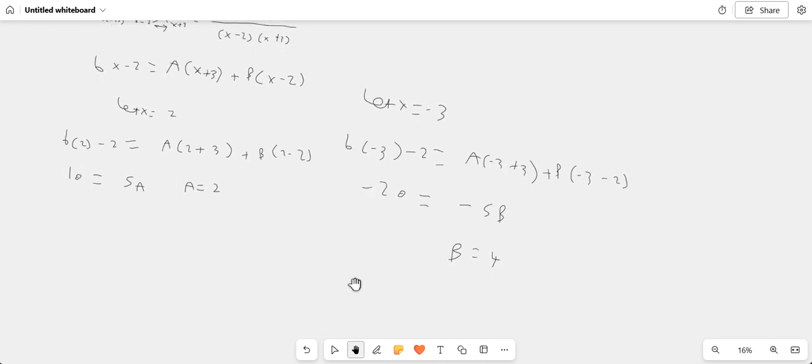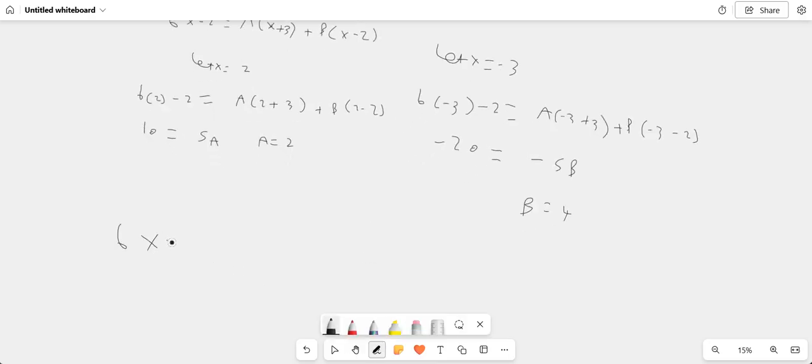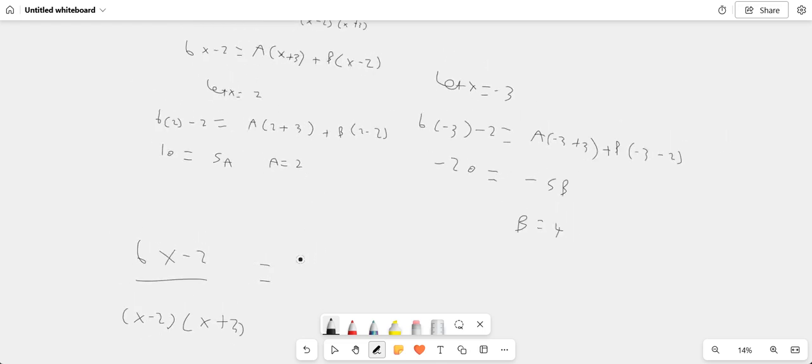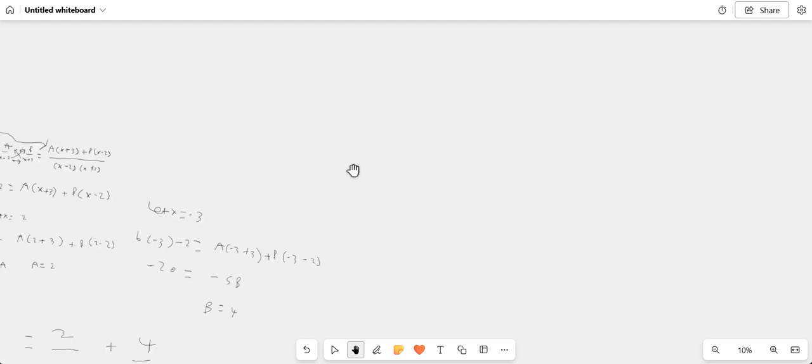Cool. So now you need to write that as the final product. So write the fraction we had earlier, 6x minus 2 over (x minus 2)(x plus 3), is now turned into A over x minus 2. A is 2, so equal to 2 over x minus 2. And because B is 4, plus 4 over x plus 3, you get it. So just substitute A and B into what they equal. Alright, calm. Next one.